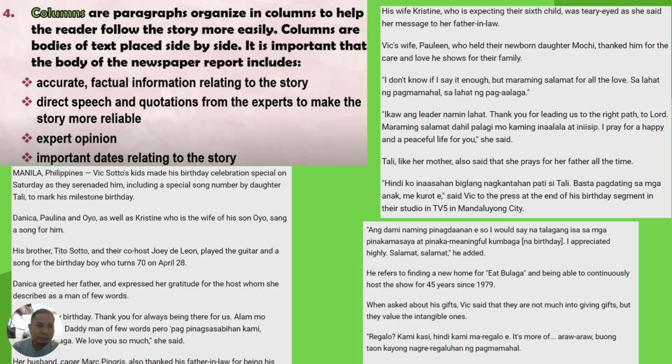And the fourth characteristic of journalistic writing is columns. When we say columns, they are paragraphs organized in columns to help the reader follow the story more easily. Columns are bodies of text placed side by side. It's important that the body of the newspaper report includes accurate factual information, direct speech from the experts, expert opinion, and important dates relating to the story. So basically, when we say column, this is the complete details of the news story that the writer is talking about.